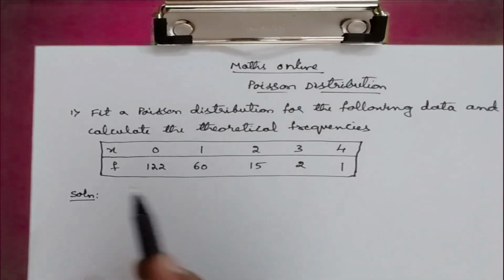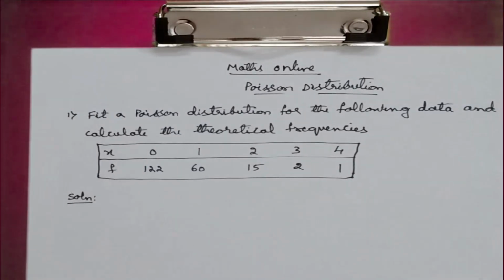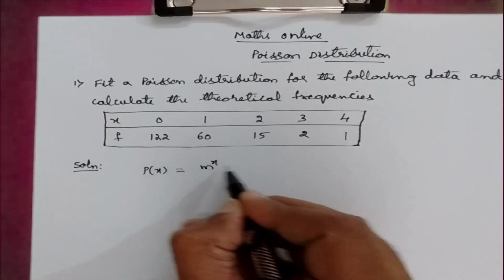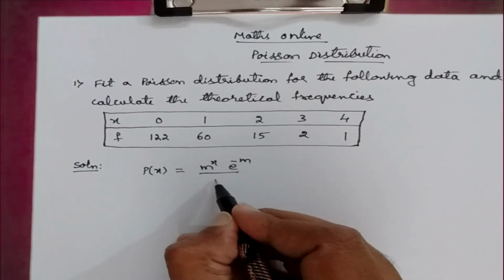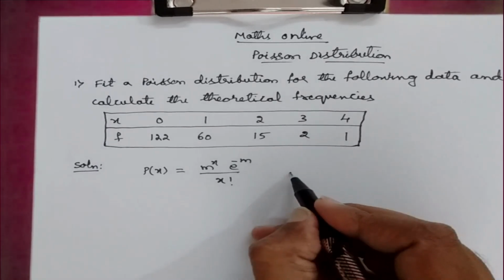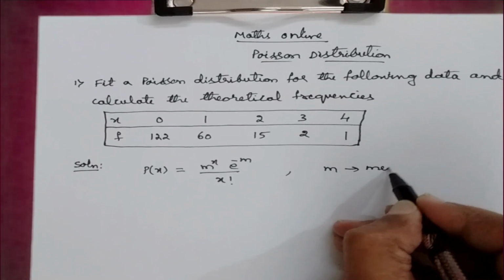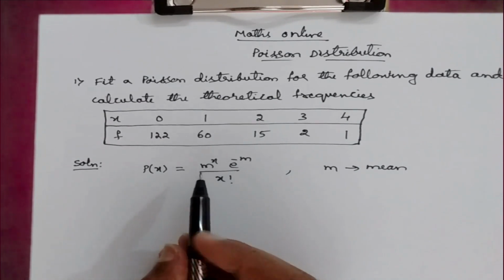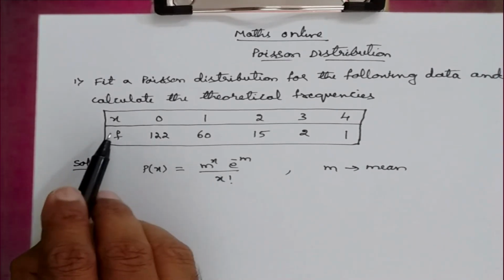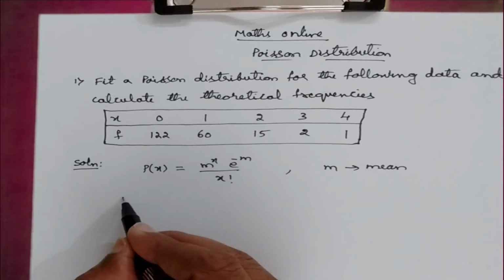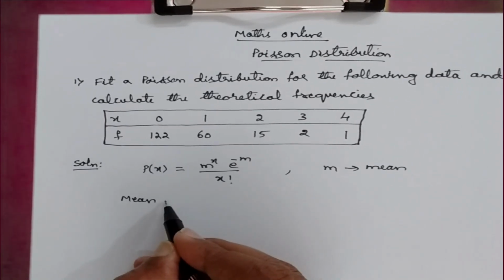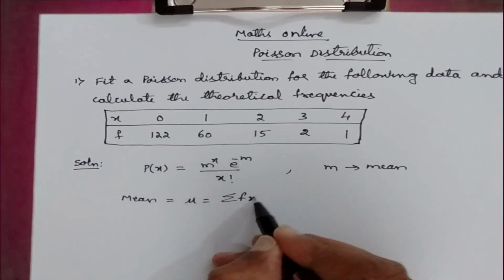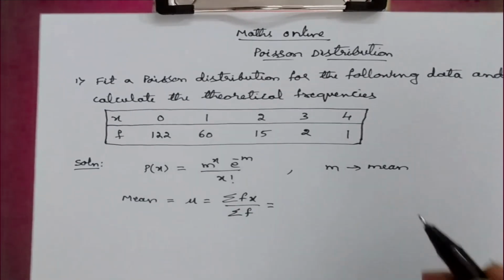So the values of x are given and the value of the frequency f is given. The probability distribution f of x is equal to m power of x, e power of minus m, divided by x factorial, where the value of m represents the mean. Now if you want to calculate the value of the mean mu, when x and the frequency f are given, you can use the basic formula: mean mu equals summation of fx divided by summation of f.